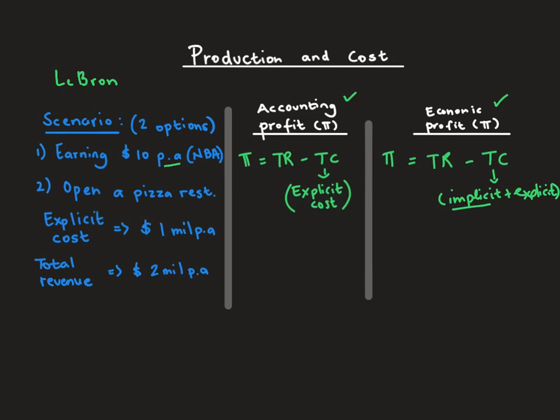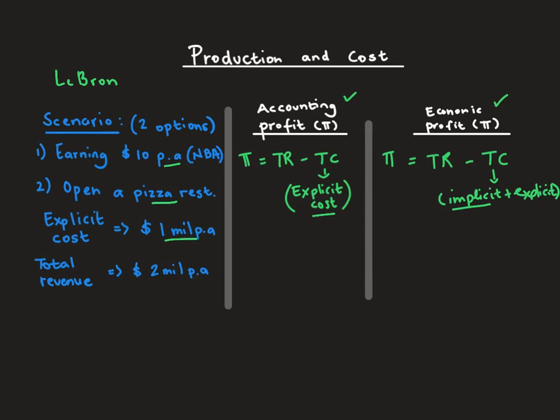So you now have the second scenario where you open up a pizza restaurant and your explicit cost is $1 million per annum. An explicit cost is something that you can see or touch, like, for example, water and lights, electricity, wages. Those all come up to $1 million per annum. Another way you can also understand it is it's a fixed cost plus your variable cost. And that's what an explicit cost is.